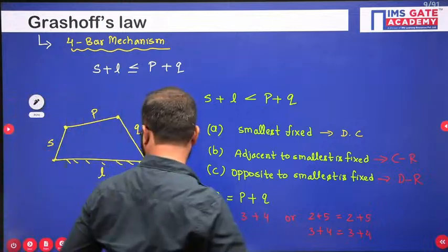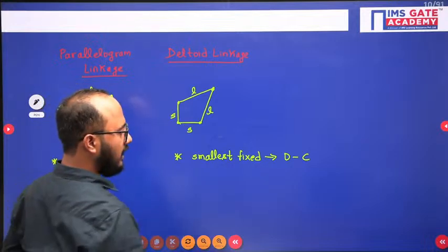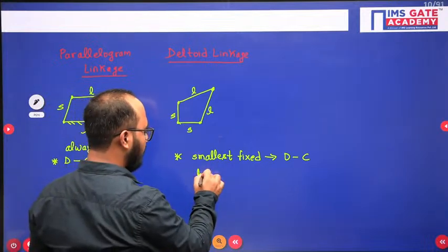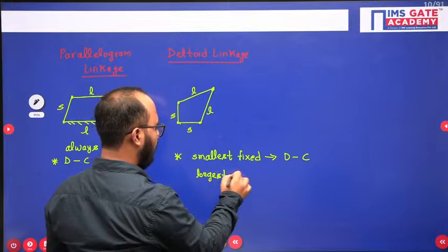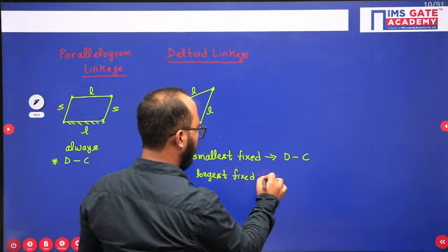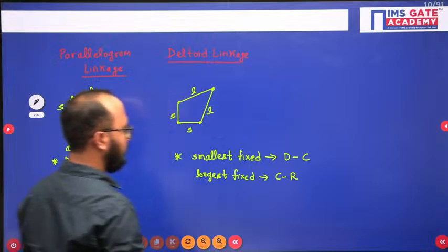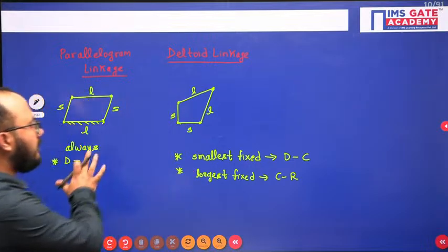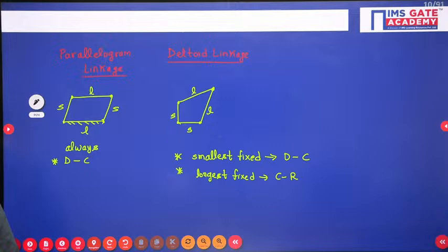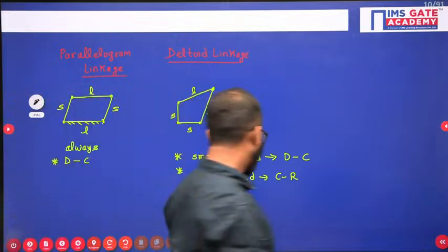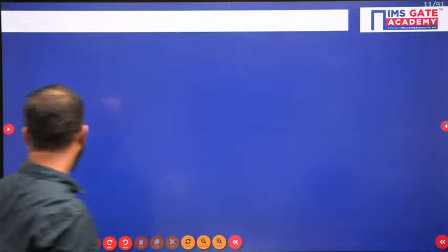Done? Okay. So smallest fixed, and let's suppose if longest is fixed, you will be having a crank rocker mechanism. But in a parallelogram linkage, always a double crank mechanism you will be getting. Always double crank mechanism. Okay. But in case of deltoid linkage, smallest fixed, double crank, and if longest is fixed, crank rocker mechanism. Got it? Now, moving to the next part here.